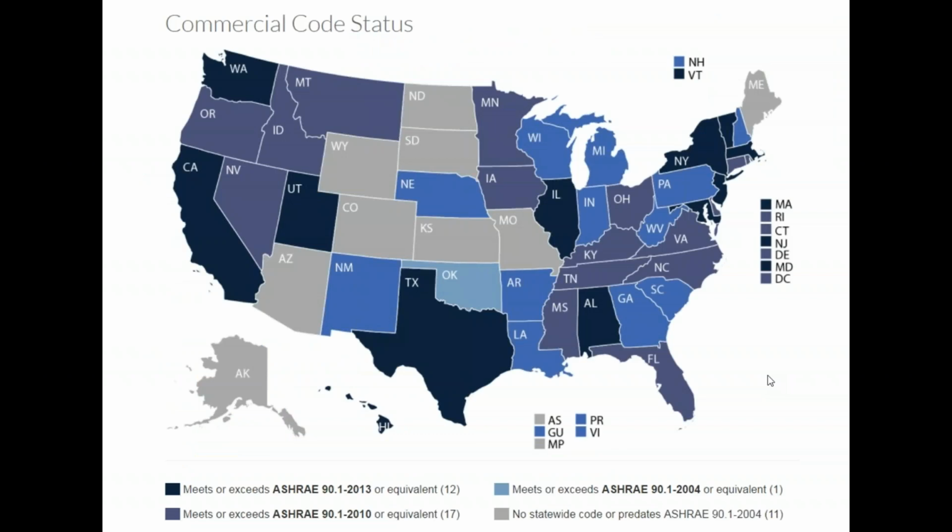Wisconsin eventually on this map will turn dark blue, just like Illinois. And then you can see the other states in the very dark blue are also on the 2015. So we're up to 13 states that are on the 2015 IECC or the ASHRAE 2013, which are functionally equivalent.